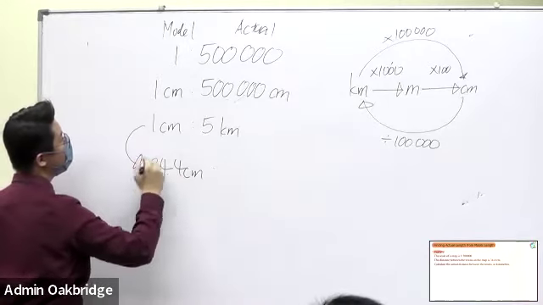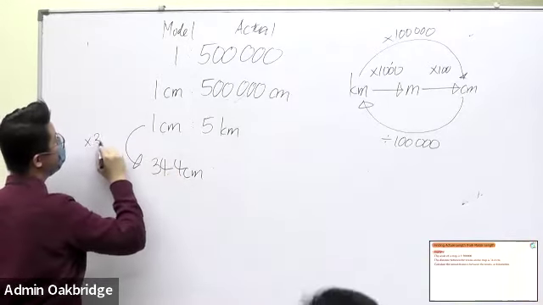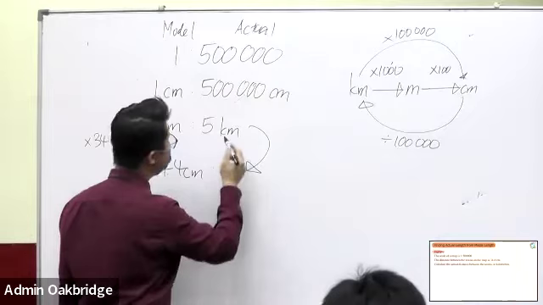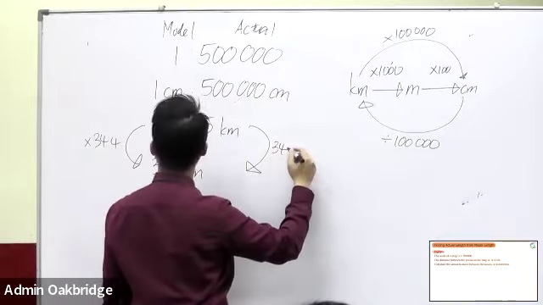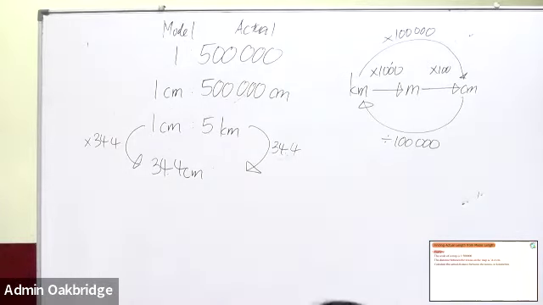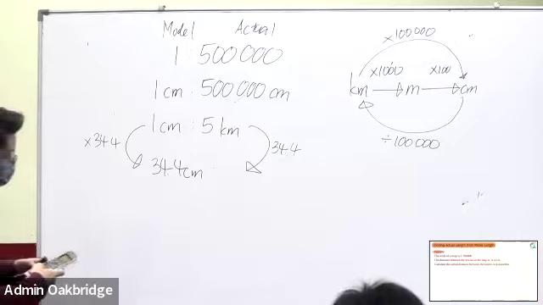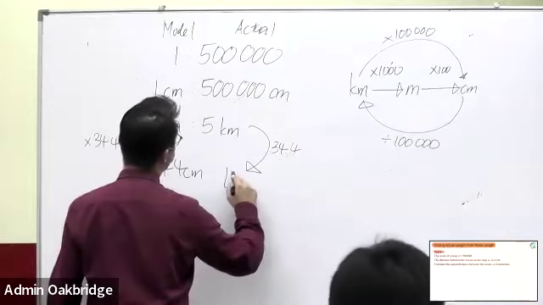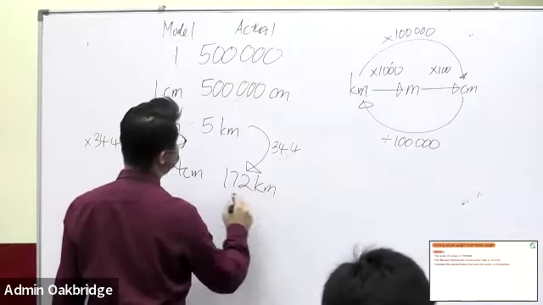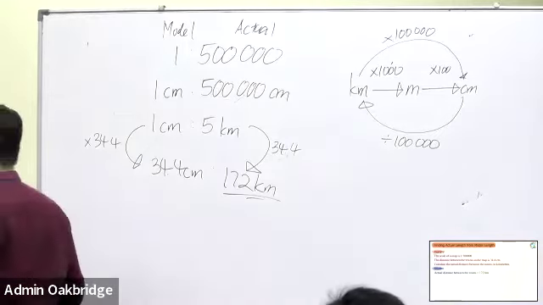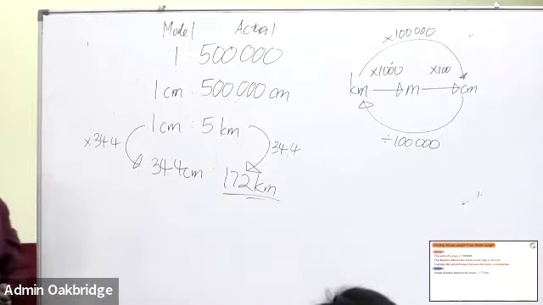For 1 to this one, you need to times 34.4, right? So here you also have to times it by 34.4. So what do you get? 5 times 34.4, 172 km. That's your answer. Okay? 172. Understand now? All these steps that I showed you here.